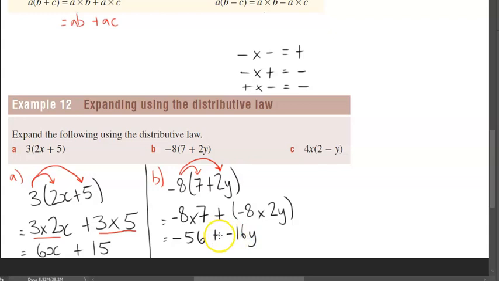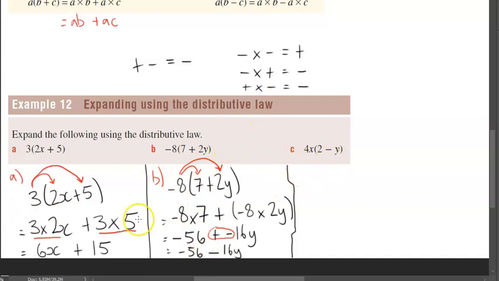Now we have a plus and a minus together. If you remember from your negative and positive rules, if there's a positive and a negative put together, this will give me a negative. So we end up with -56 take away 16y. And that there is our final solution for this. So be careful with your negatives. They can be a bit tricky. As long as you know to distribute this out accordingly, you should be fine. Just be careful of your negatives.